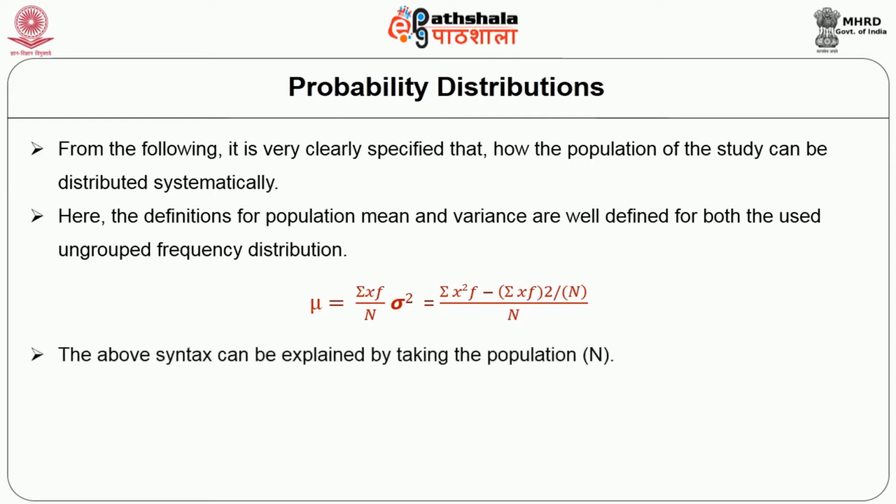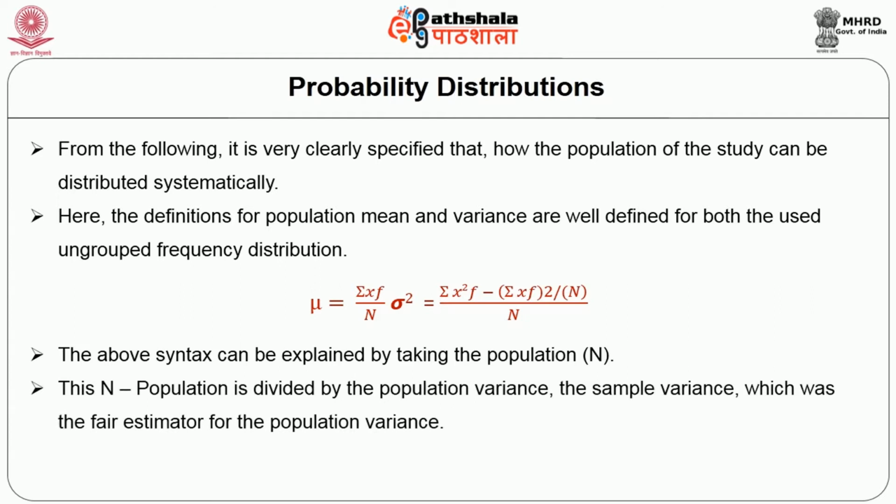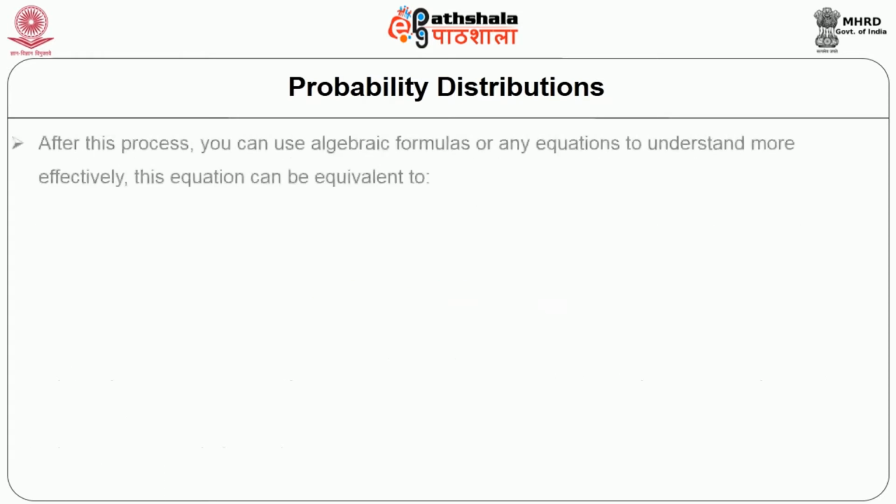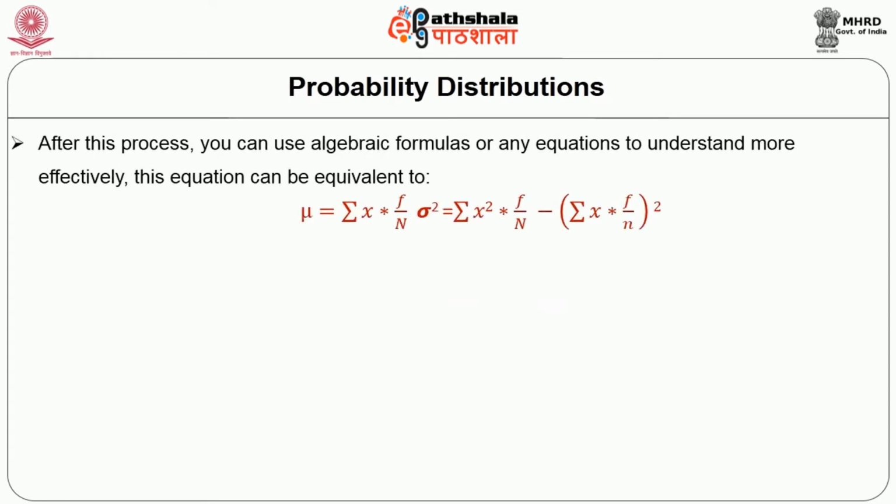What does this formula explain? It takes the population as n. The population variance is estimated by the sample variance, which is divided by n minus 1 for computation purposes. After this process, you can use algebraic formulas or equations to understand it more effectively.